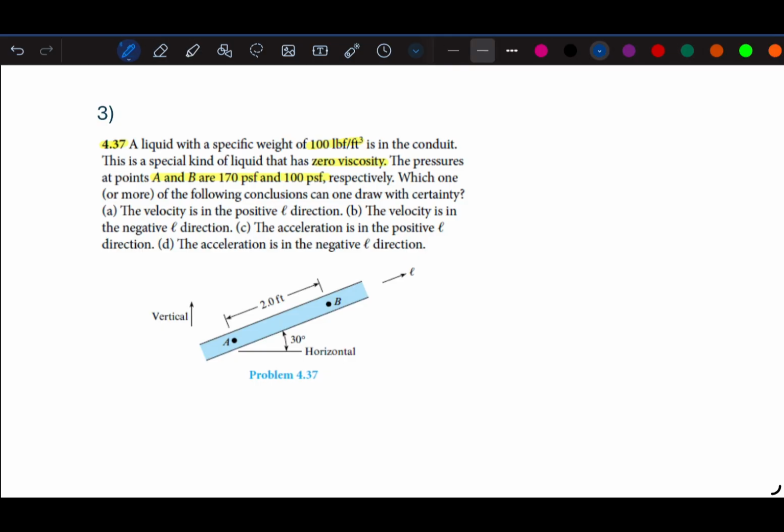So let me write this. We have PA as 170 pounds per square foot, and we have PB as 100 psf. Pound force over square feet.